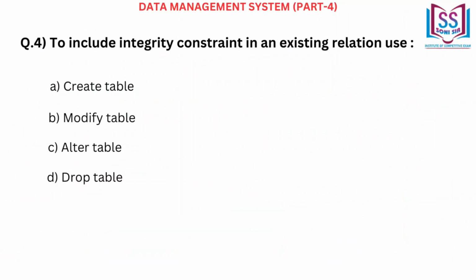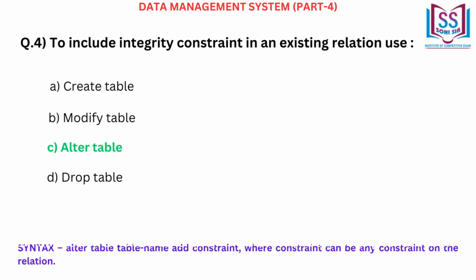To include an integrity constraint in an existing relation, use: A. Create table, B. Modify table, C. Alter table, D. Drop table. Correct answer C. Alter table. Syntax: alter table table name add constraint, where constraint can be any constraint on the relation.